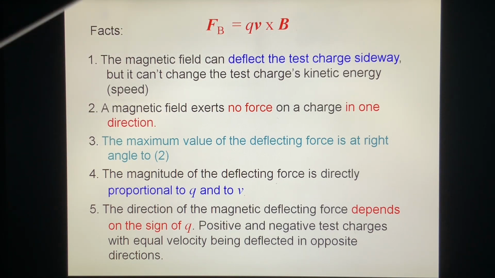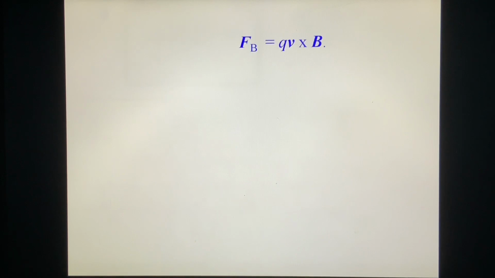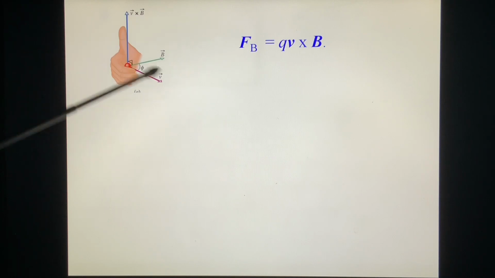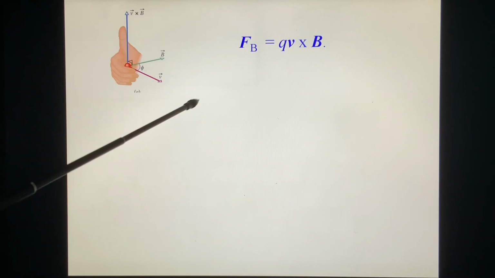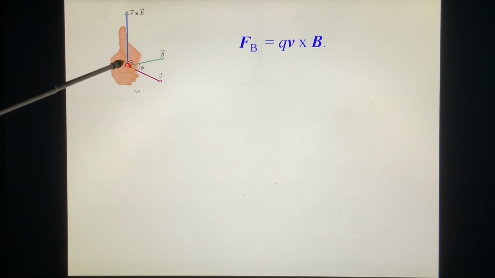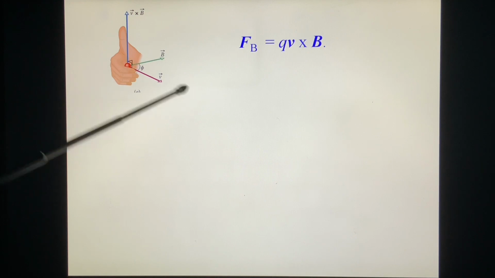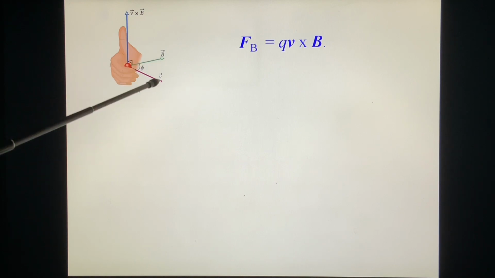Okay. You have to remember this one. Fb equals Q V cross B. Now, we use the right hand rule. If this is a positive charge, Q is positive. This is the direction of velocity V. This is angle phi between B and V.